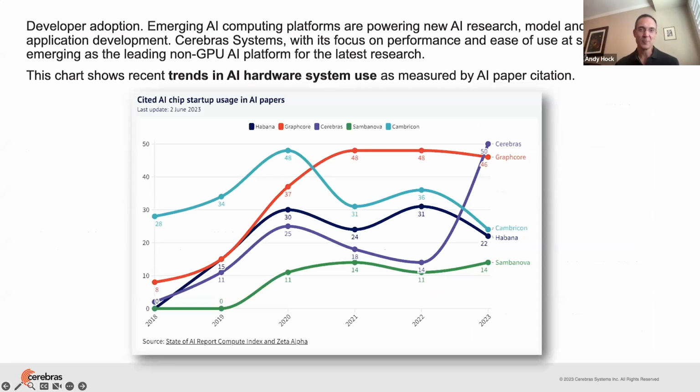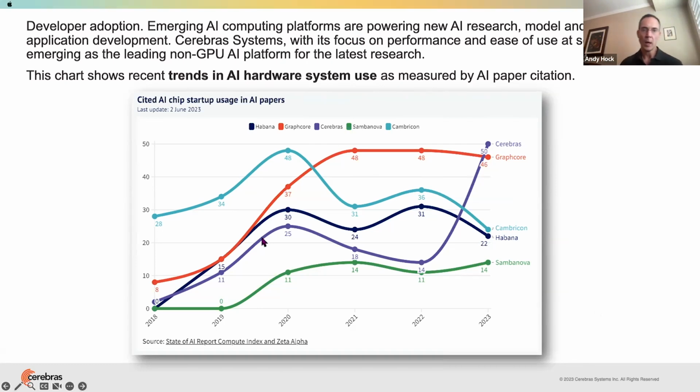First, I wanted to share some interesting recent results that go to the point that I was mentioning before about Cerebras building our machines and our team to really accelerate the next generation of AI models. This is a chart that was part of a report called the State of AI report, which is a regular analyst report on AI technologies and markets. And what the chart shows is the number of citations in AI research papers divided up by the company of various AI chip and system startups.